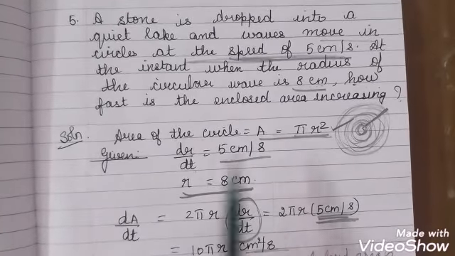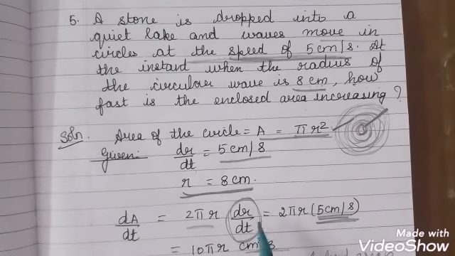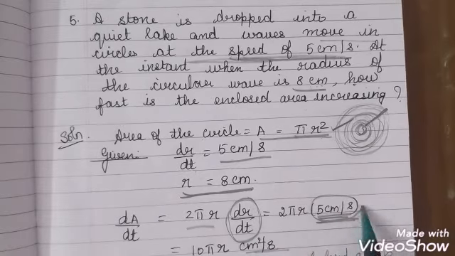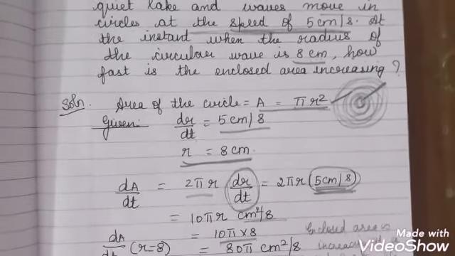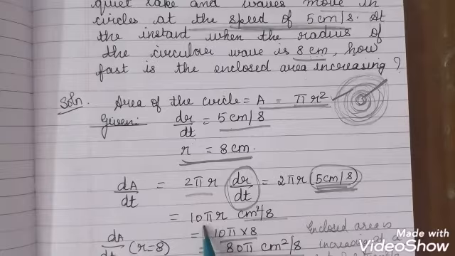Now you can find out dA by dt. What is dA by dt? It is equal to 2 pi r into dr by dt. And what is your dr by dt equal to? It is equal to 5 centimeter per second. Got it? Now when you substitute it, what will I have? It's equal to 10 pi r centimeter square per second.